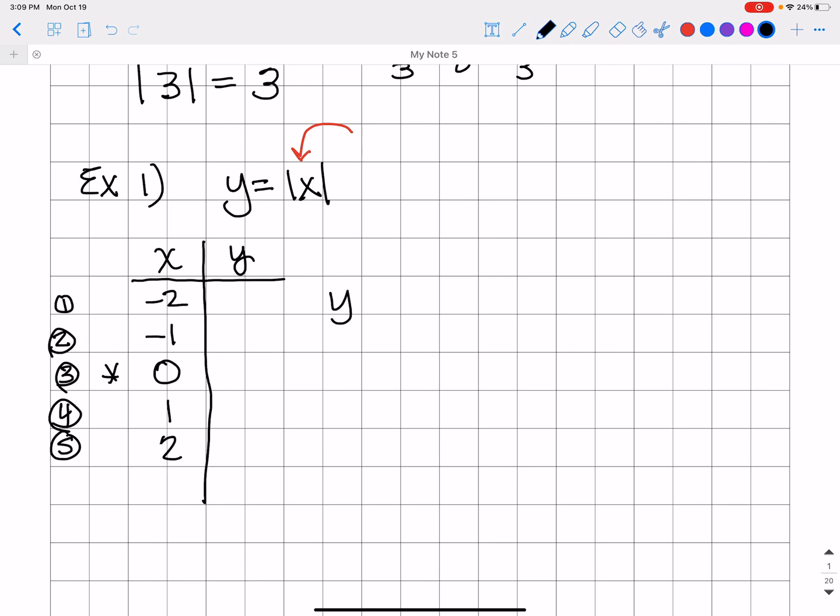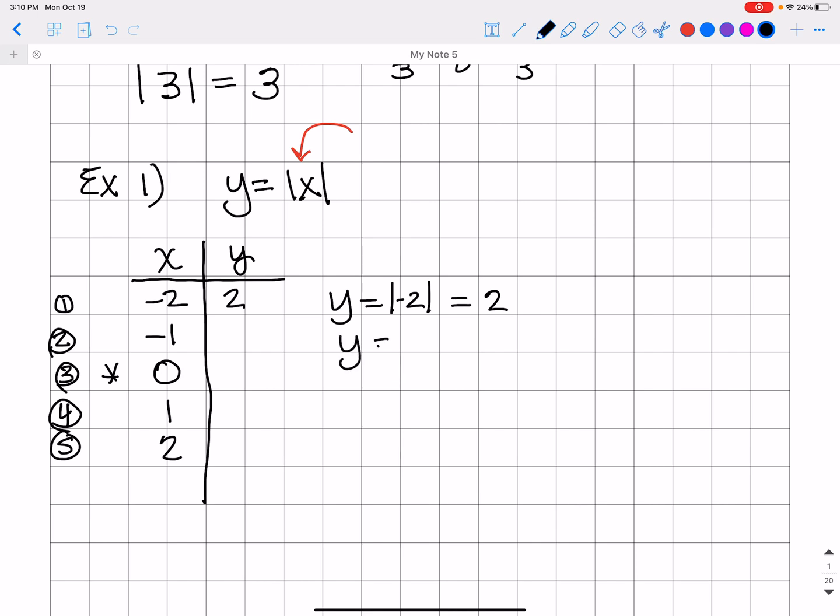So if we have y equals the absolute value, and in place of the x, I'm going to put a -2 because I'm running it through my first time with a -2 in for x. Well, this is where knowing that absolute values always come out positive or always equal positive, because the absolute value of -2 is 2. So when x is -2, y equals 2. So I'm going to fill in my t-chart as I work each one of these functions using different x values.